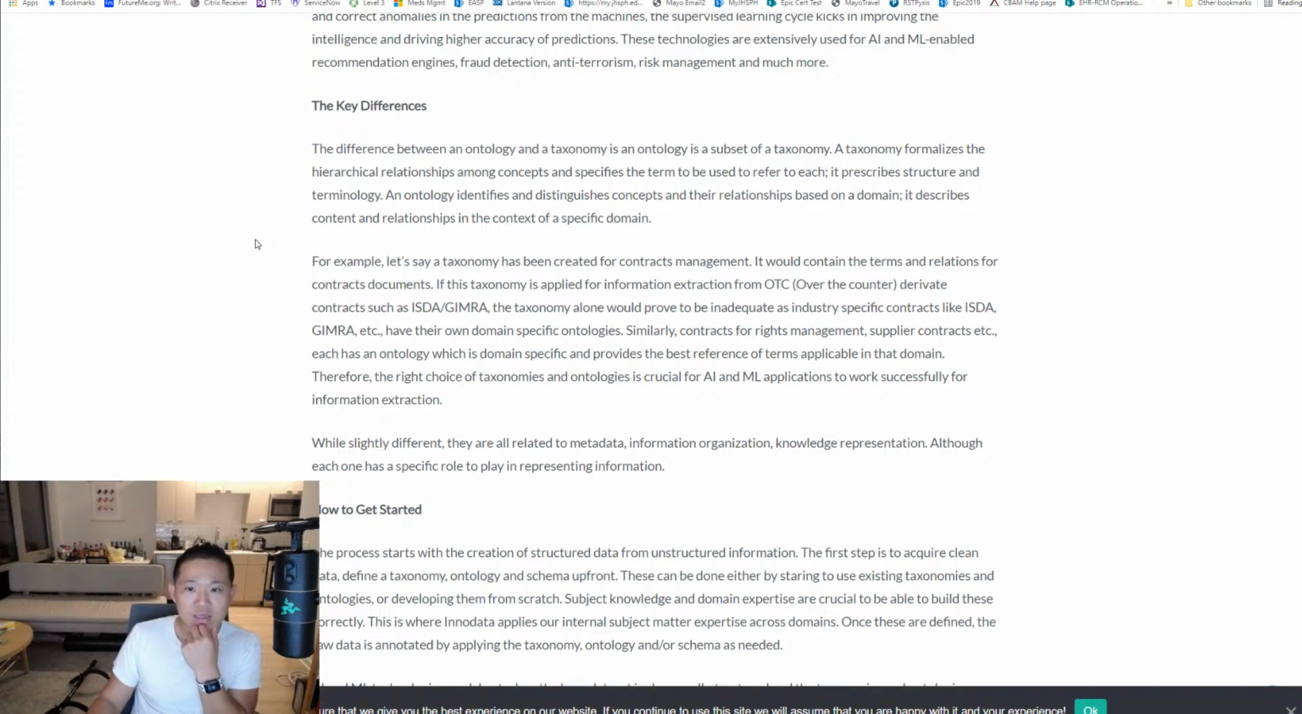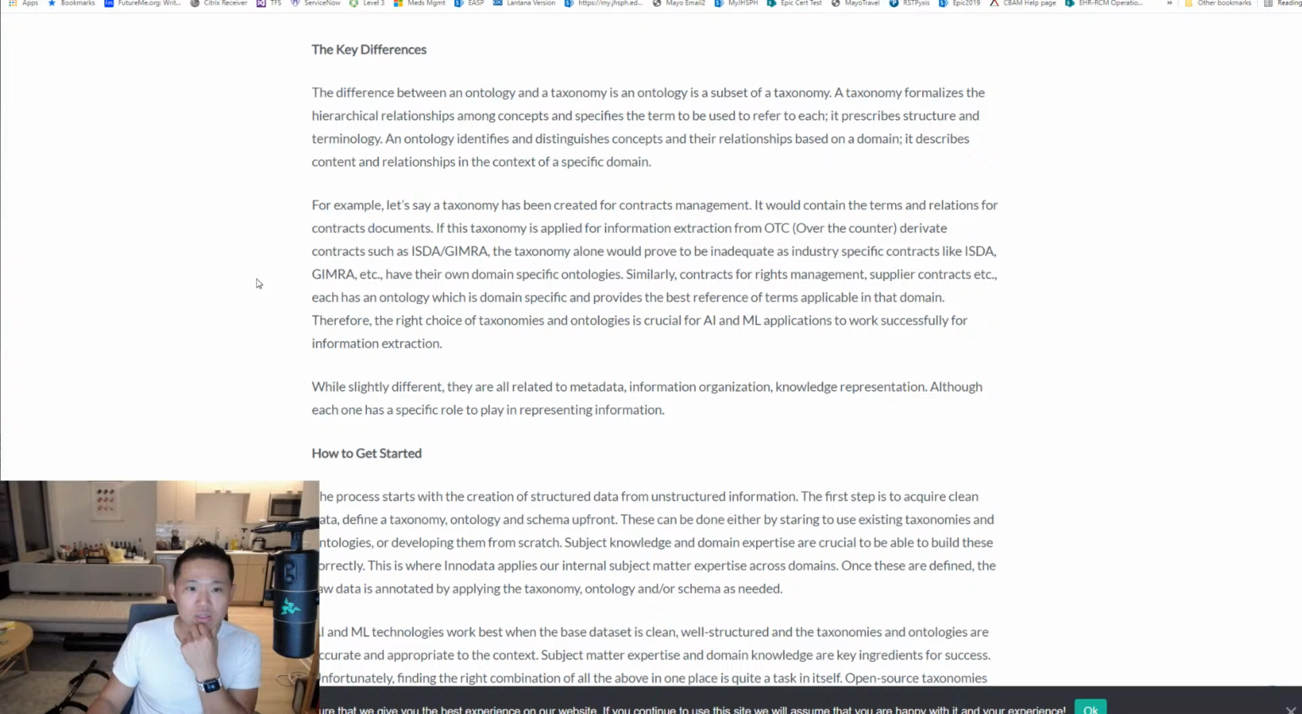A taxonomy formalizes the hierarchical relationships among concepts and specifies the term to be used to refer to each. It prescribes structure and terminology. An ontology identifies and distinguishes concepts and their relationships based on a domain. It describes content and relationships in the context of a specific domain.